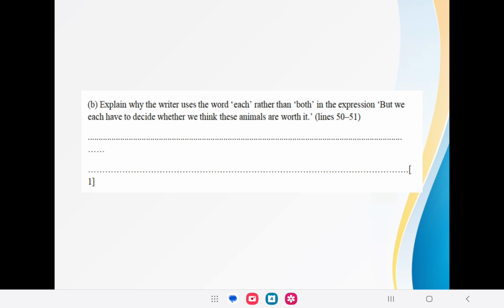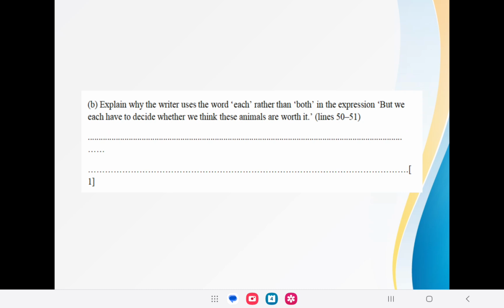Look at the next question. Explain why the writer uses the word each rather than both in the expression "but we each have to decide whether we think these animals are worth it." So why has the writer used the word each, not both? The writer could have written, "but we both had to decide whether we think these animals are worth it." But the writer said, "but we each have to." So why has the writer written each?